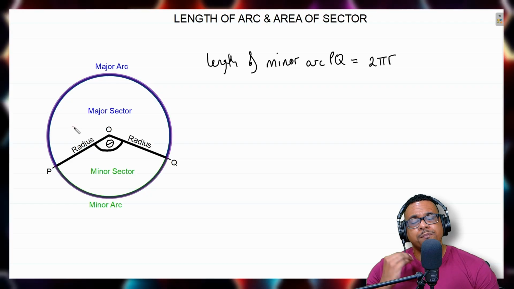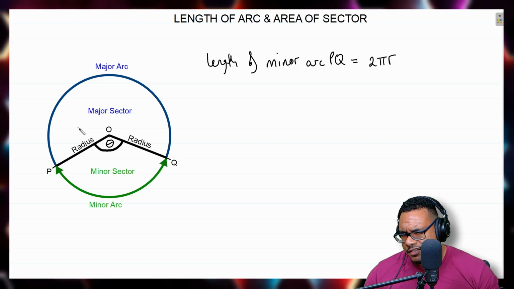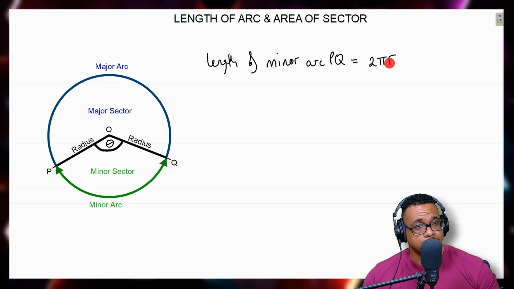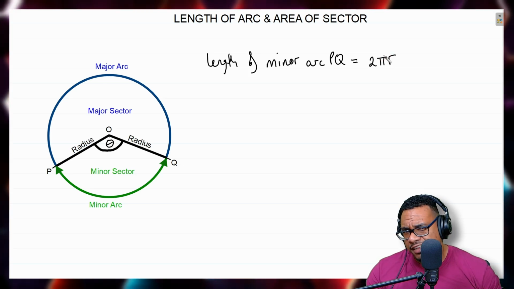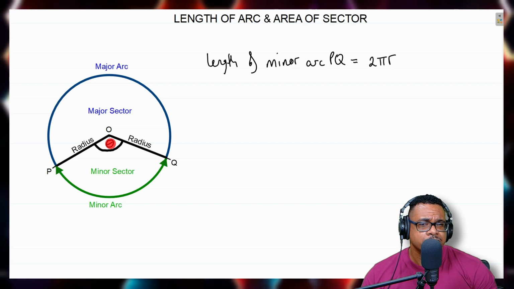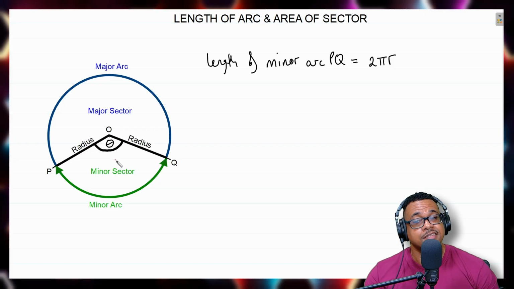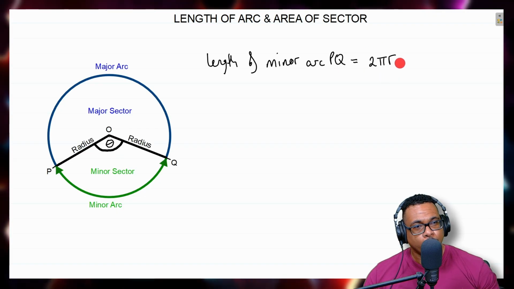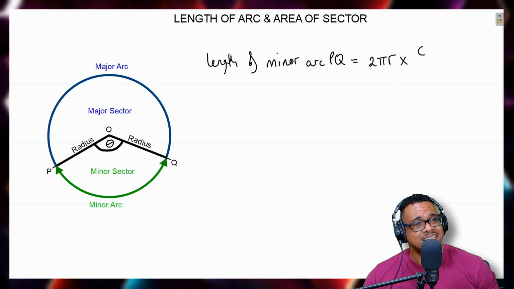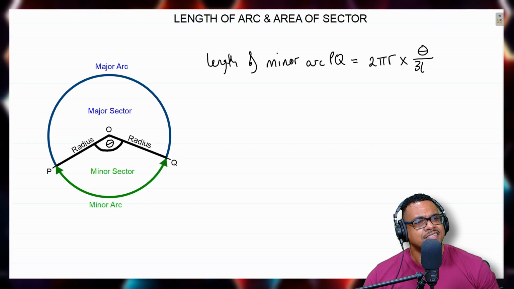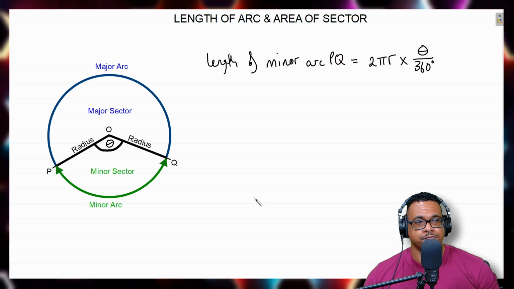But remember, we want a piece of the circumference of the circle. So how would we get a fraction of the circumference of the circle? Obviously, multiply the whole, the total, by a fraction. And how are we going to get that fraction? Well, whatever angle this is, we'll take it out of the whole, the full revolution, which is 360 degrees. And that's why we're going to multiply the whole circumference of the circle by a proper fraction, which will be theta out of 360 degrees. And that's your formula for your minor arc PQ.